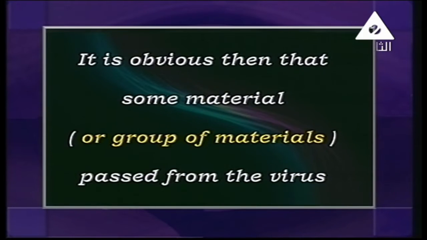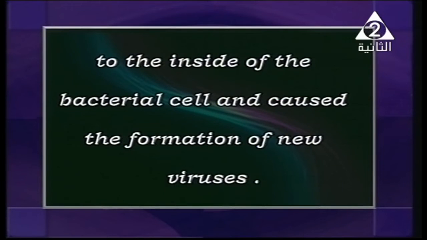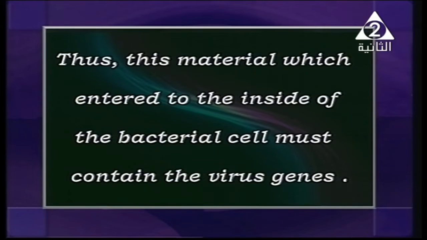After that, it was very obvious that some material, a group of materials of DNA, passed from the virus to the bacterial cell. Okay, so inside the bacterial cell, they merged with the DNA, the genetic material of the bacterial cell. And that causes what? The formation of new viruses. What happened for the formation of these new viruses? The material which entered the bacterial cell must contain the virus genes.